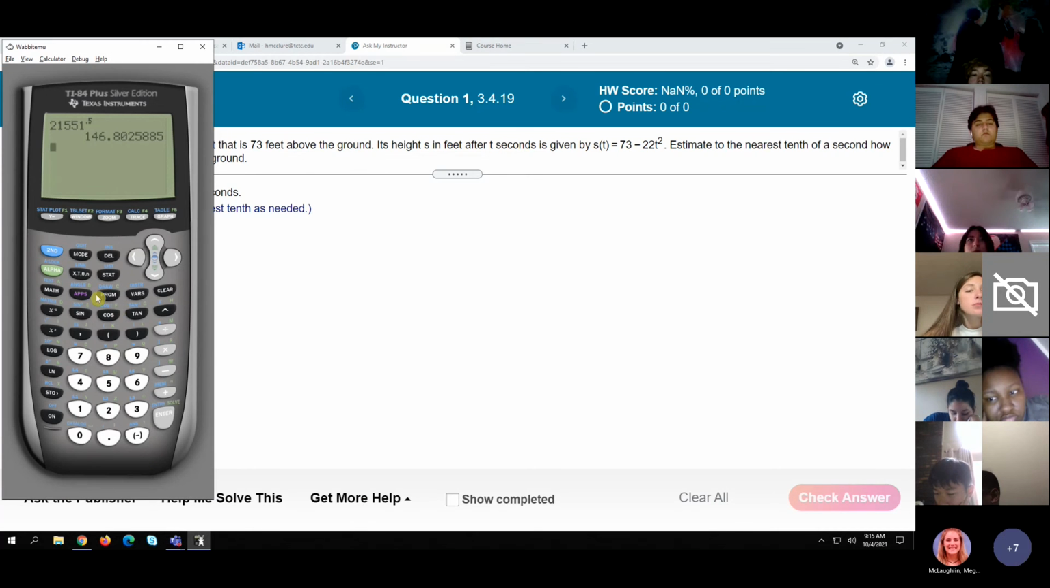And the question. I'm just going to hit y is equal to negative 22 x to the second power plus 73. And graph. And it's in the first quadrant, so I'm just going to do zoom first quadrant.